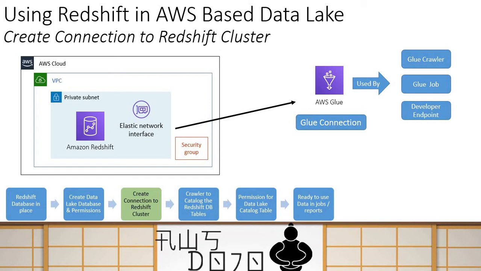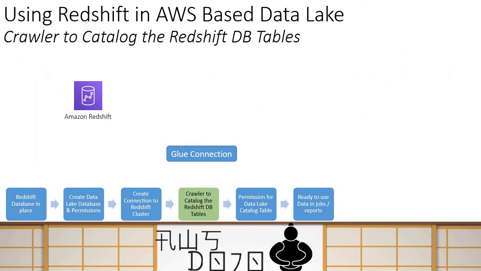And even in that case, you need a connection. You need to use a Glue connection to talk to the Redshift cluster. So the Glue connection is really a useful thing here. Okay, so having set up the connection, the first thing we need to do is catalog the table.